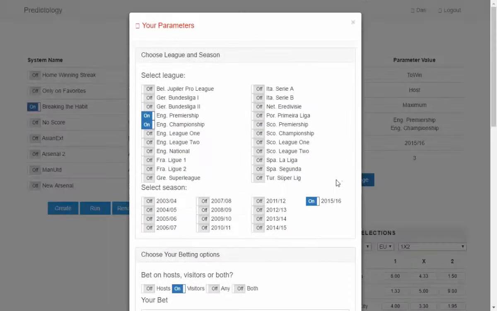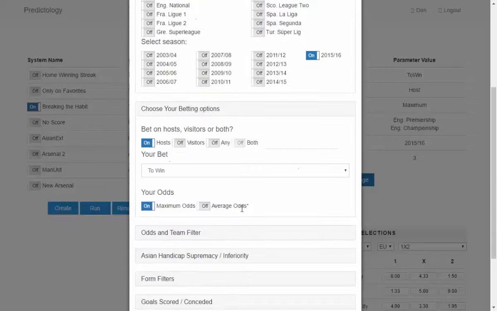Let's explain the concept of bet venue. Bet venue allows you to place bets on host teams only, on visiting teams only, or on any team that fulfills the system criteria and you don't care if that team is host or visitor.